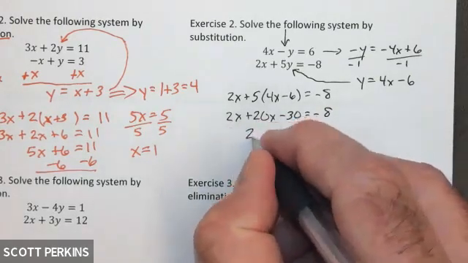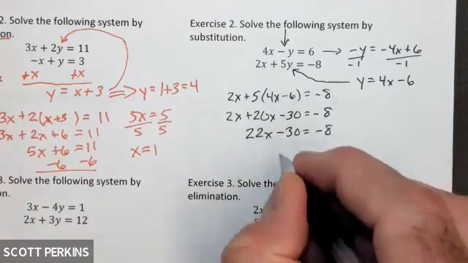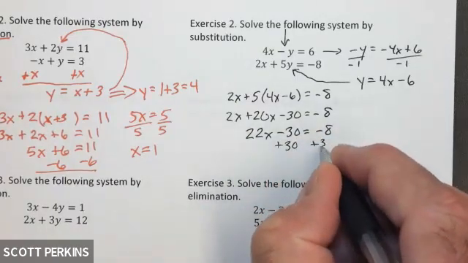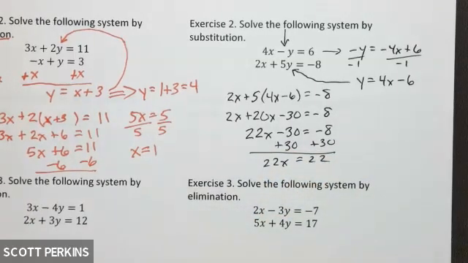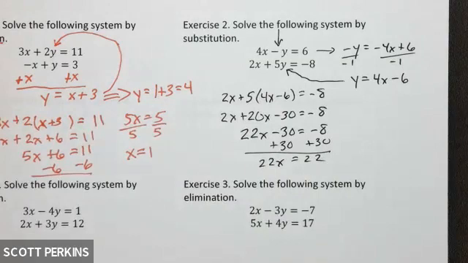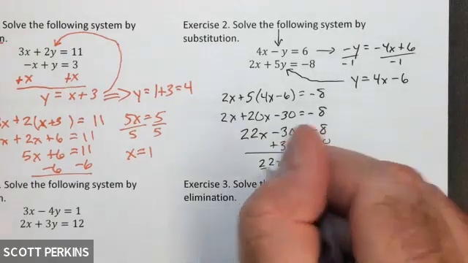2x and 20x, that's 22x. Going to add the 30. And I get 22x is 22. Now, these things don't always end up with whole numbers, but in all honesty, I make most all of mine end up in whole numbers because I'm not trying to torture you. I just want to teach you a little bit of math here. Okay, so not trying to make these take longer than they need to.